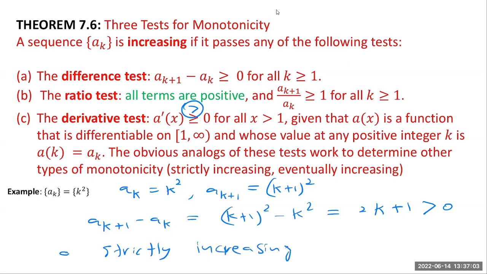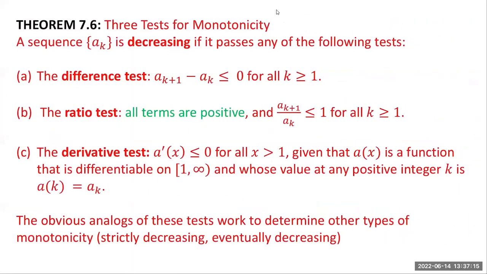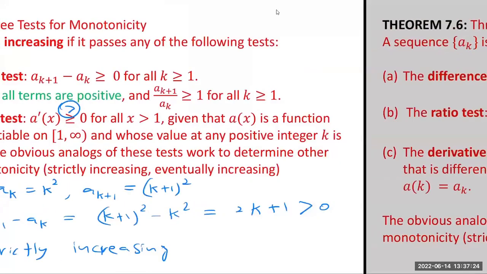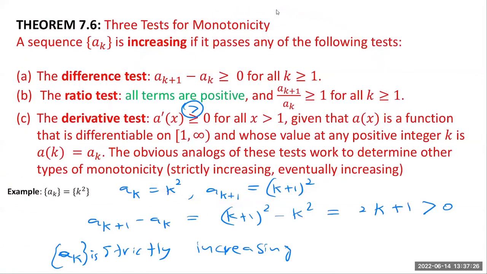Okay, let me write AK. The given sequence AK is strictly increasing. Okay. All right, let's move on. And we have a similar theorem for decreasing sequences, or a strictly decreasing sequence. All what you need to do is, in this theorem, you reverse the inequalities.